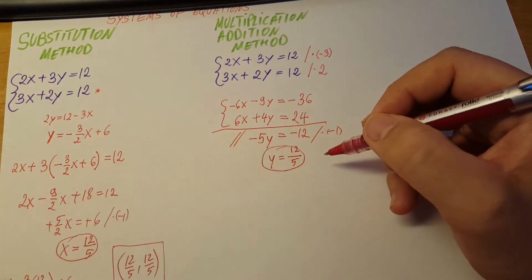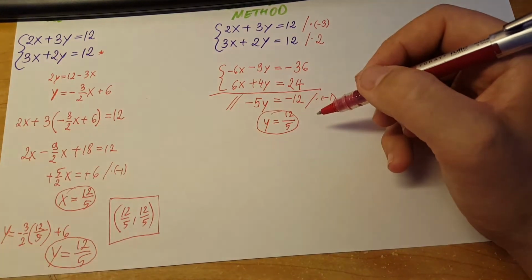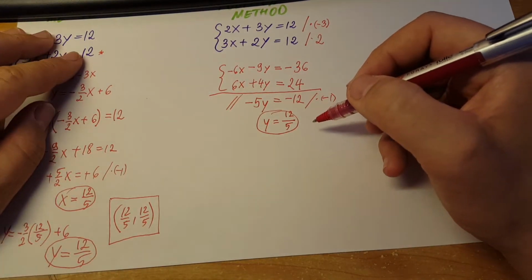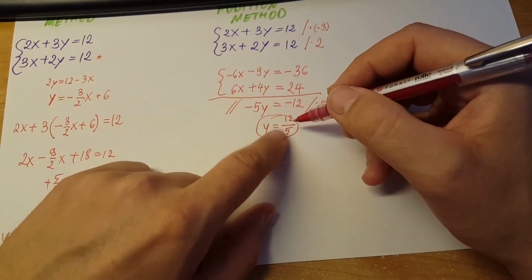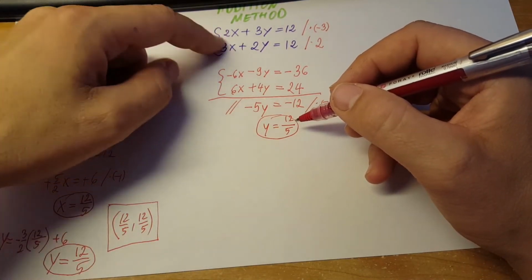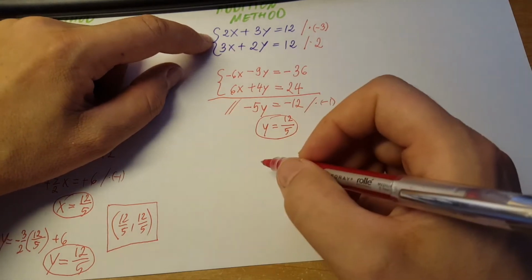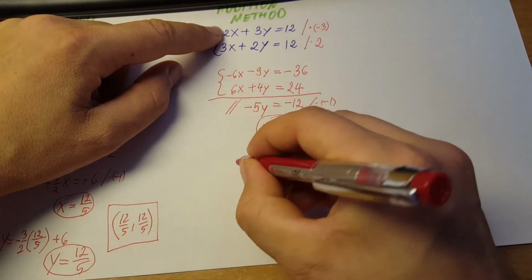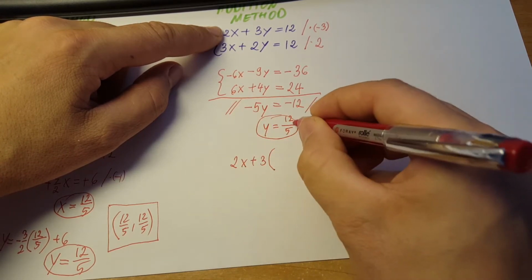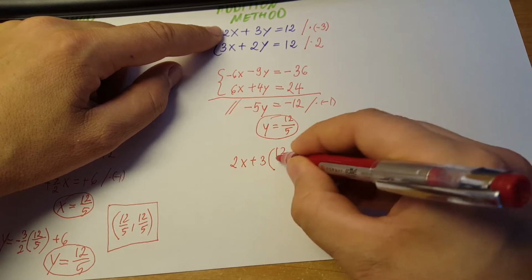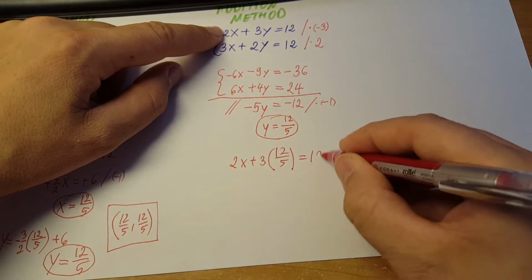Alright, so far so good. Our y down here is the same as up here. Alright, now let's work on x. We're gonna take the y that we found and plug it in either one of the equations. Doesn't really matter. So I'm gonna take this one, 2x plus 3, and instead of the y, let's use 12 over 5 equals 12.